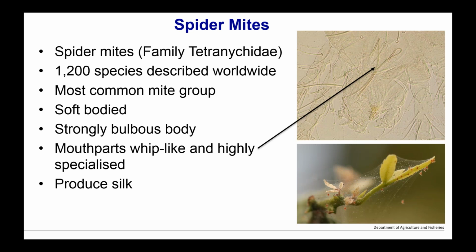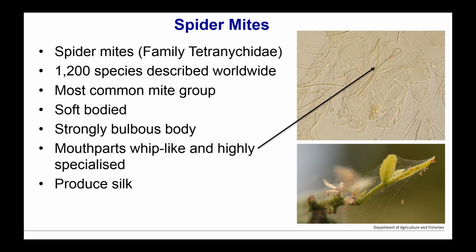So the first group of mites that we're going to cover today is the largest group of mites that you're likely to see in a production nursery. They're spider mites. They're also the group which has the most commonly encountered species of spider mite, which is the 2-spotted mite. There are about 1,200 species described worldwide, but there's probably thousands, tens of thousands more than this that are undescribed.